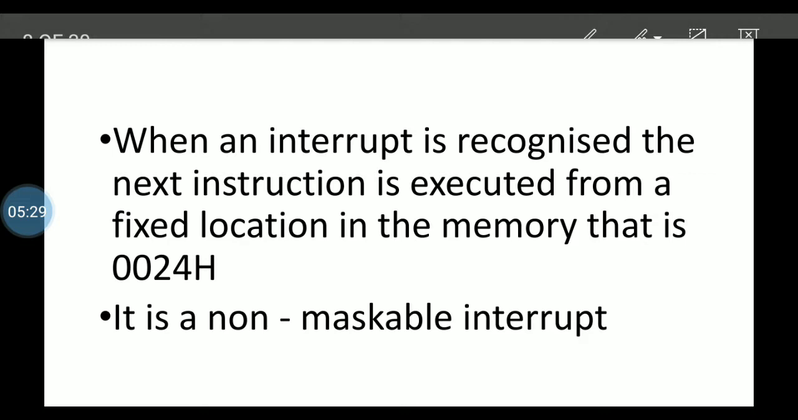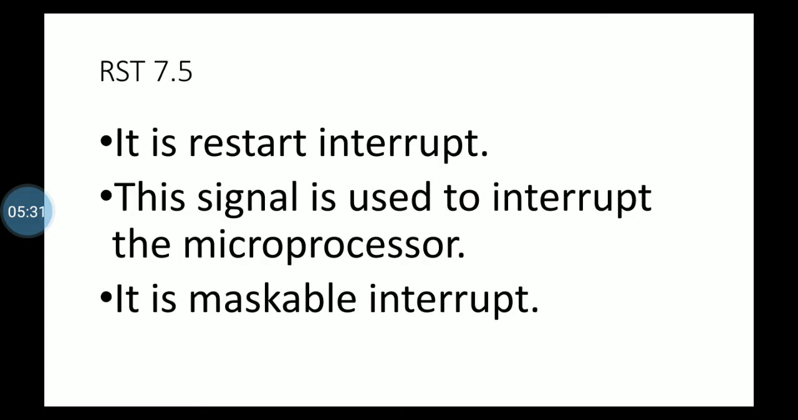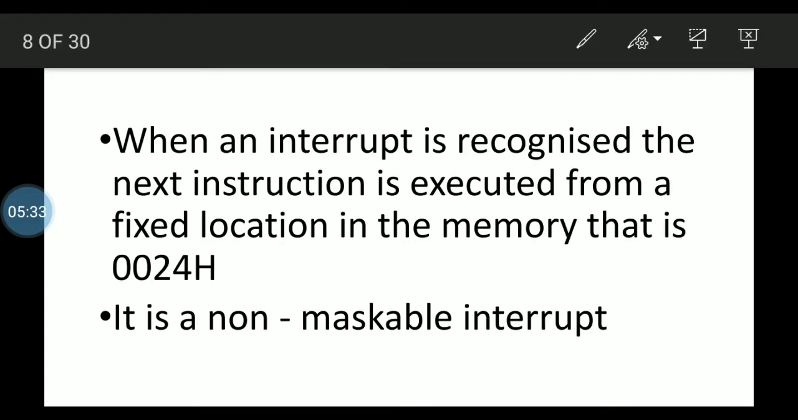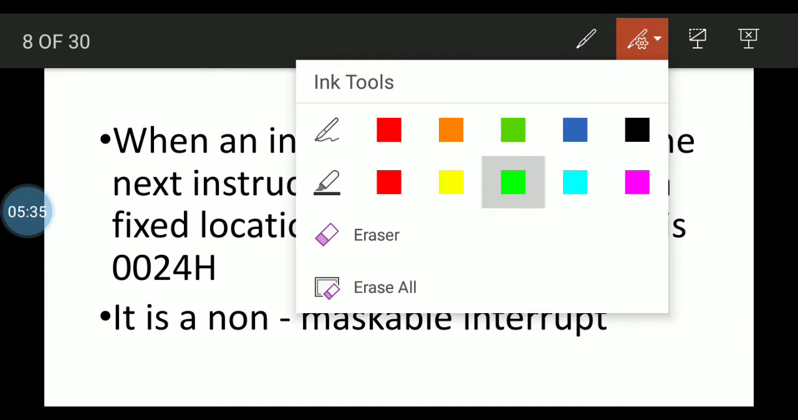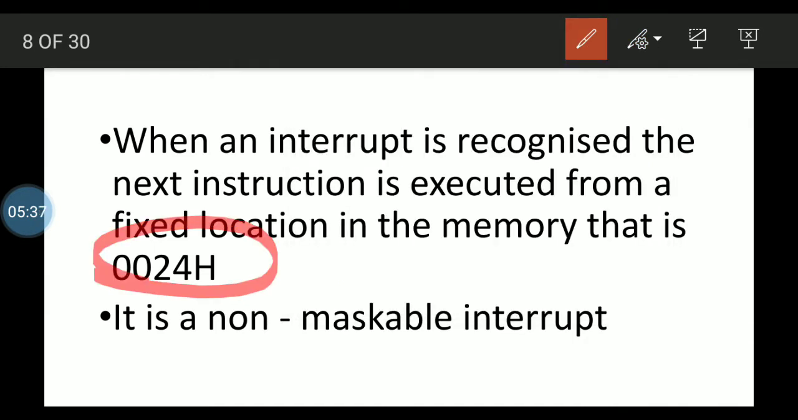Then here, students, I will give a hint on how we get this location. I will give a hint to remember this 0024. I will tell you how to get this 0024.